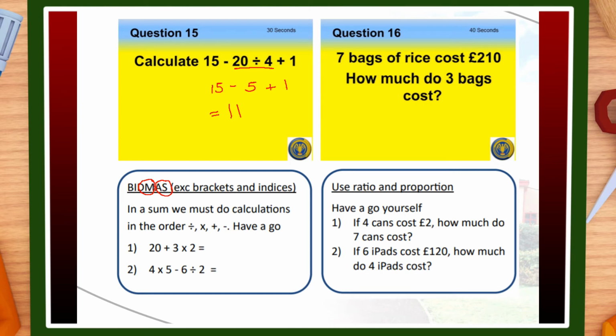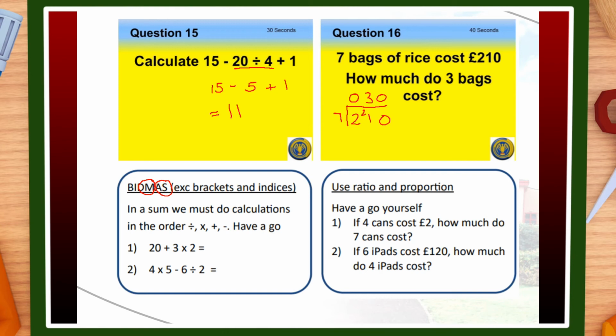7 bags of rice, this is question 16, cost £210. How much do 3 bags cost? The title of this question is using ratio and proportion. We're going to use the unitary method, finding out what 1 costs. Always try and work out what 1 costs. So if 7 bags of rice cost £210, I need to be able to divide that by 7 to work out what each bag of rice costs.